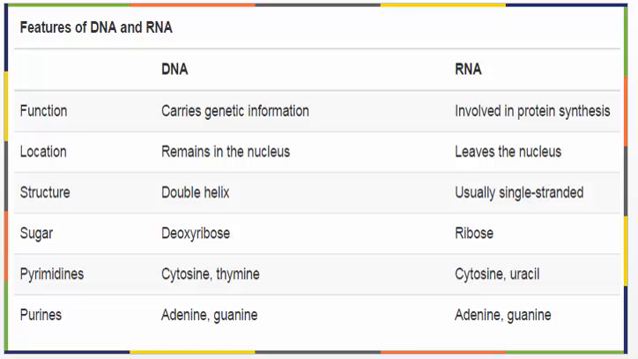RNA, on the other hand, is involved in protein synthesis. It is capable of leaving the nucleus. Generally speaking, it's single-stranded. Its sugar, its pentose sugar, is called ribose. Its small pyrimidine bases are cytosine and uracil, and its large double-ringed bases are adenine and guanine.